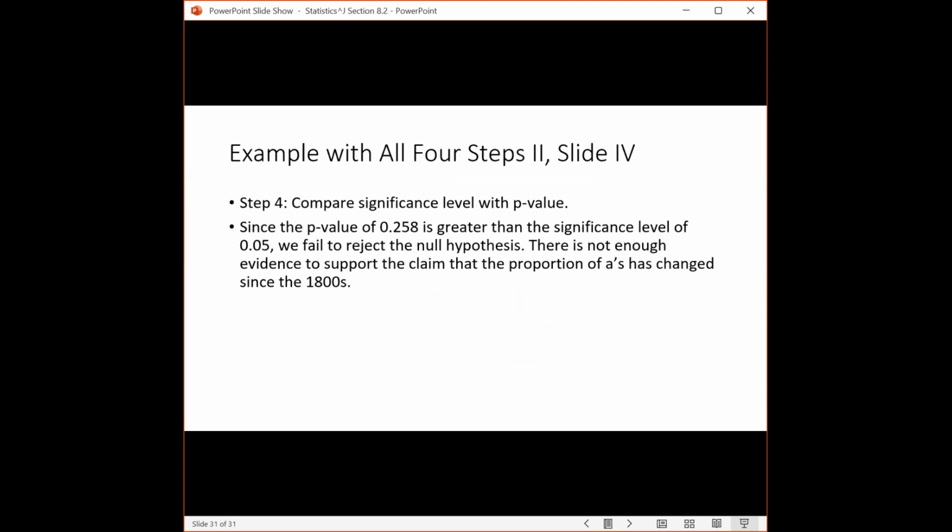All right, finally, get to the last step. Since the p-value is 0.258, and that is greater than the significance level of 0.05, that means that we fail to reject the null hypothesis. There is not enough evidence to support the claim that the proportion of A's has changed since the 1800s. So that suggests that the null hypothesis is correct. Okay.